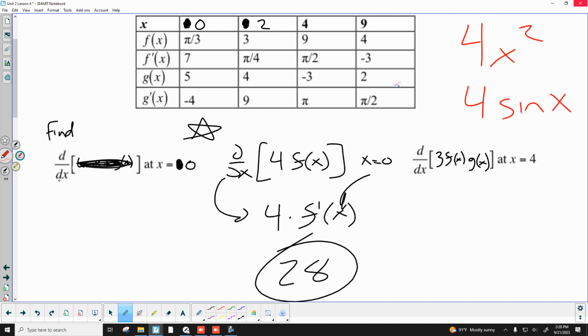Okay, so the one on the left, if I ask you, what is the derivative of 3f of x plus 2g of x at x equals 0, give me the answer. That's a g. This is 3f of x plus 2g of x at 0. I just replaced it so it's easier. 21 plus negative 8. 13. The answer is 13.